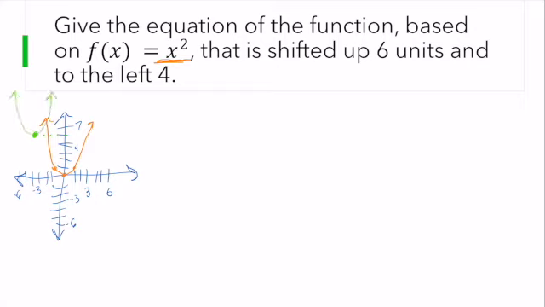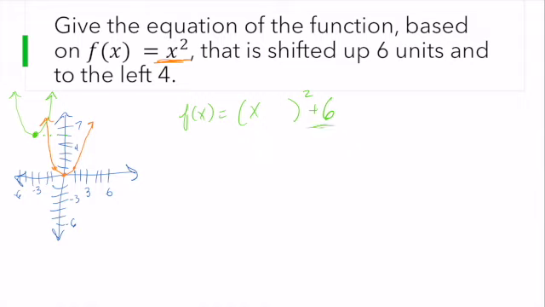How do I write my function like that? Well, we have some graphing rules that we've worked on before in this class. If I add 6 to the outside of my x, that changes my y. Okay? So this is what's going to shift my graph up 6.